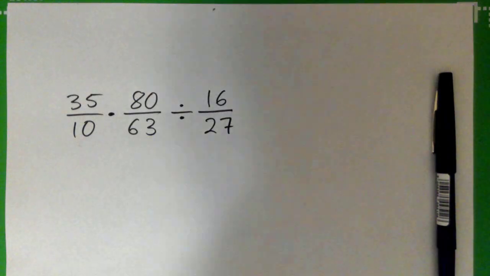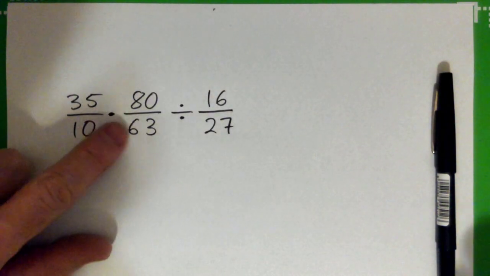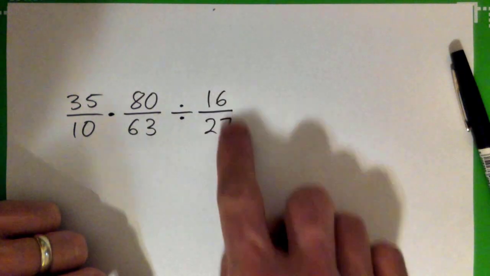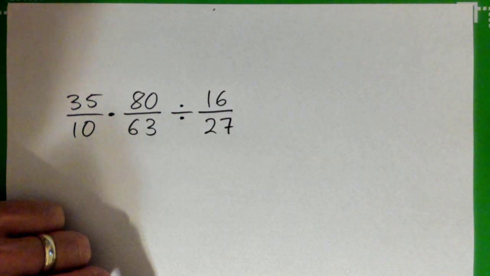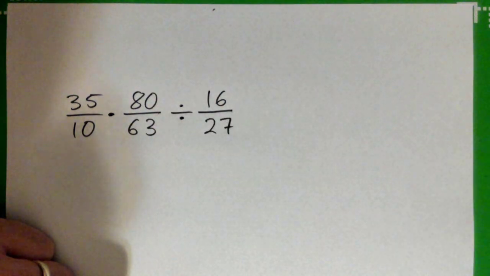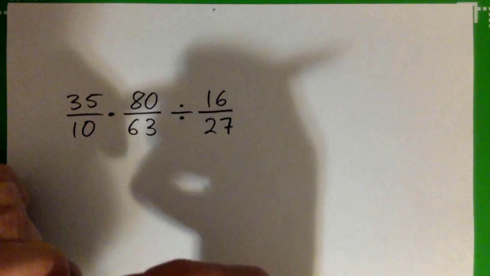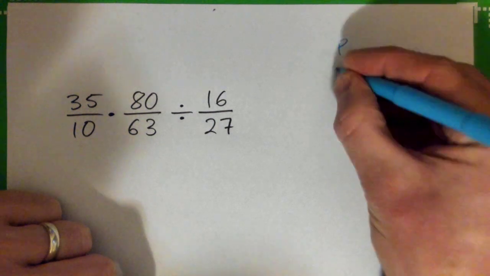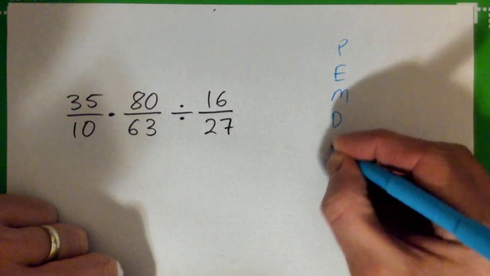So on this one, we've got 35 tenths times 83 63rds divided by 16 27ths. Now, we have a multiplication of fractions and a division. And we think about the order of operations. PEMDAS, please excuse my dear Aunt Sally.